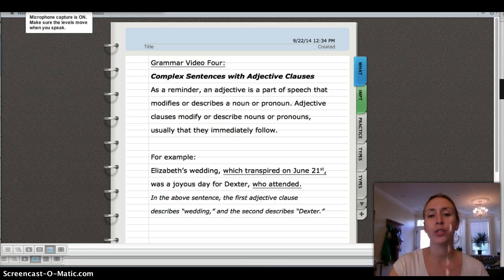Elizabeth's wedding, which transpired on June 21st, was a joyous day for Dexter, who attended. So Elizabeth's wedding is being further described by this clause that comes after it, which transpired on June 21st. Dexter is being further described by this clause that follows it, who attended. Dexter attended.